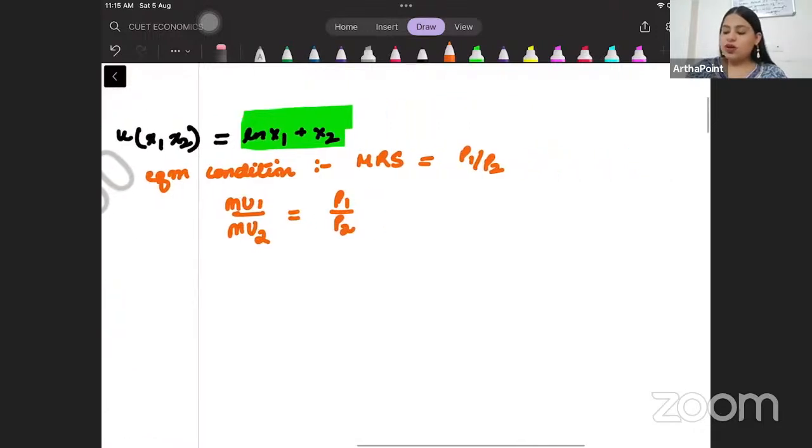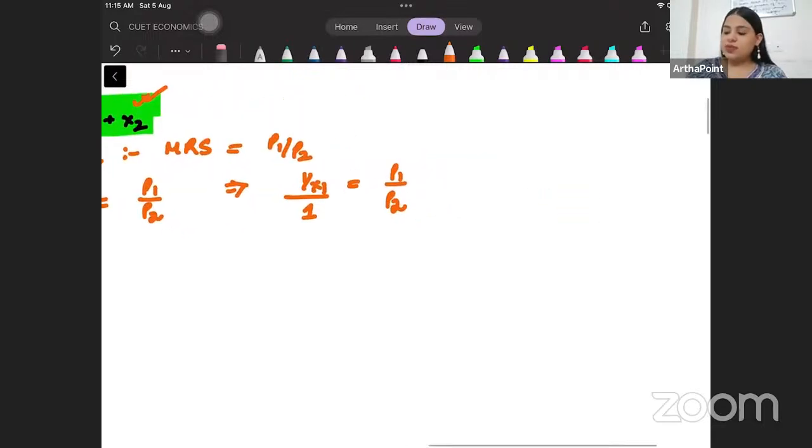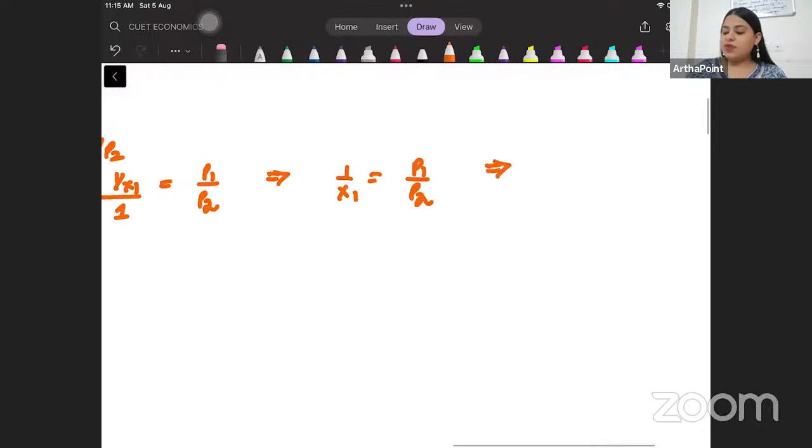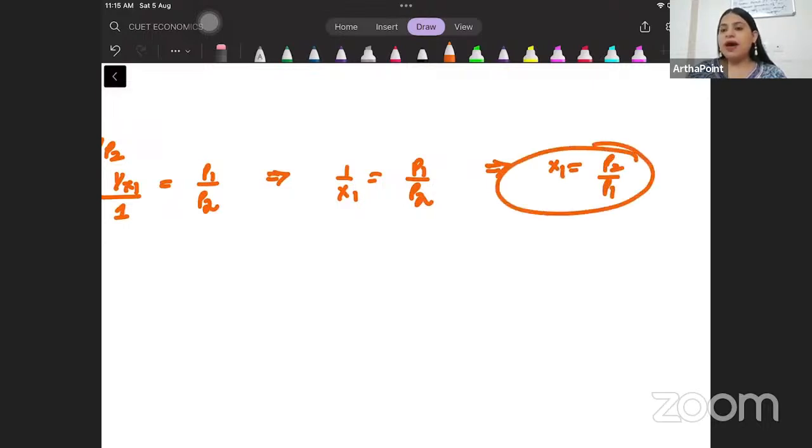So beta, when you differentiate with respect to good 1, the derivative of ln x1 is 1 by x1, and the differentiation of x2 is 1. So 1 by x1 divided by 1 is equal to P1 by P2. So beta, this will imply that 1 by x1 will be P1 by P2. That means that you will have x1 as P2 by P1. So beta, x1 is not affected by income. x2 will be affected by income.